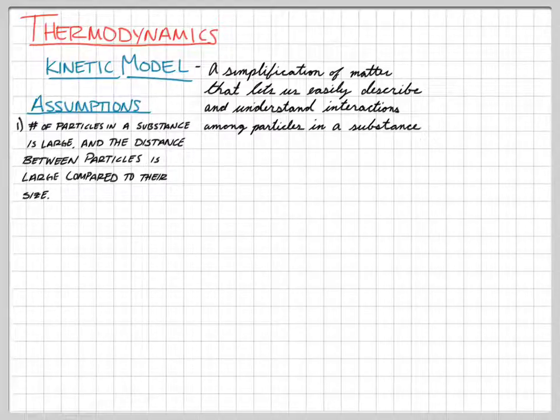Second assumption. Molecules in a substance move randomly. They have different speeds, they have different directions, they move in a random pattern. They're not all doing the same thing, they don't all have the same speed, it's all spread out, it's all random.